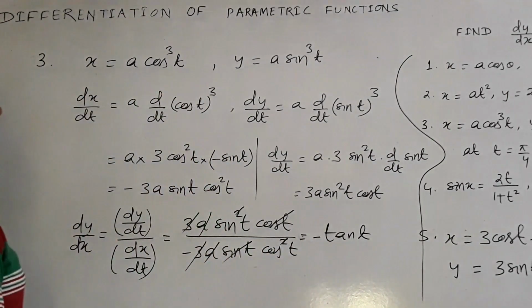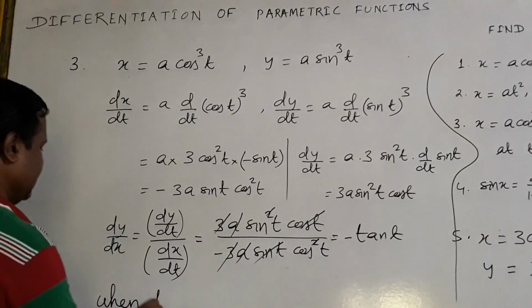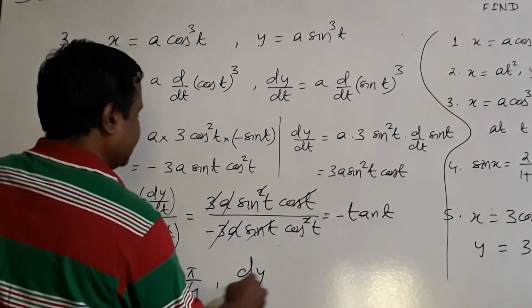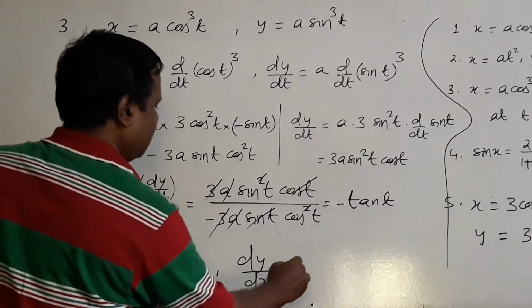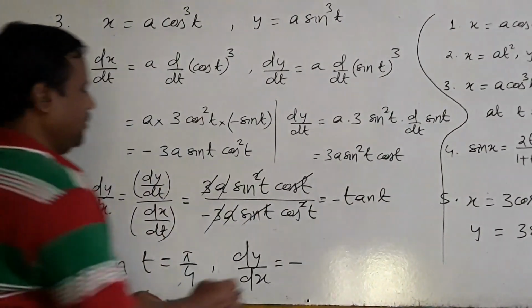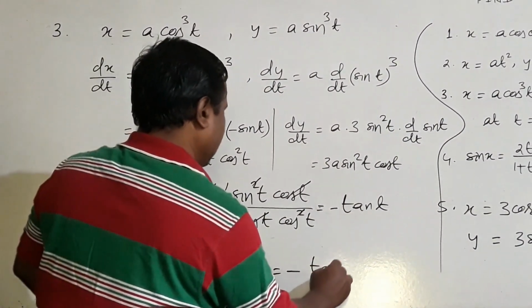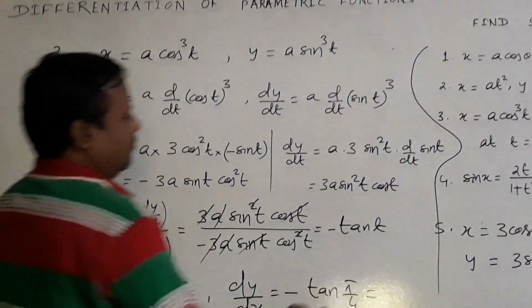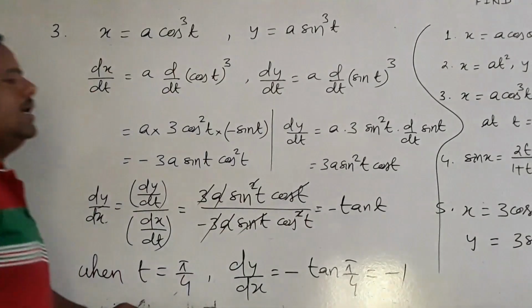Now when t is equal to pi by 4, dy by dx is equal to minus, in place of t you have to put pi by 4, minus tan pi by 4. It becomes what? Minus 1. It is the answer. Okay.